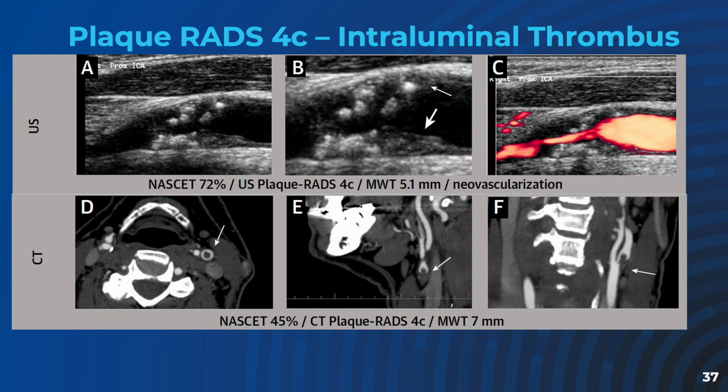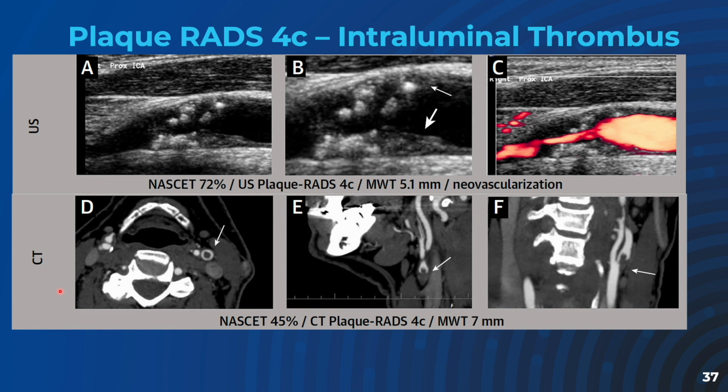So Plaque RADS 4C is intraluminal thrombus, and here's an example, the top panel being an ultrasound study. As you can appreciate, the plaque looks very complex with both hyper and hypoechoic regions. The open arrow where my laser pointer is depicts a JBA, or juxtaluminal black area, and this is possible thrombus. This patient also has a high-grade stenosis with NASCET criteria of 72% stenosis. So this is a very ugly-looking plaque.